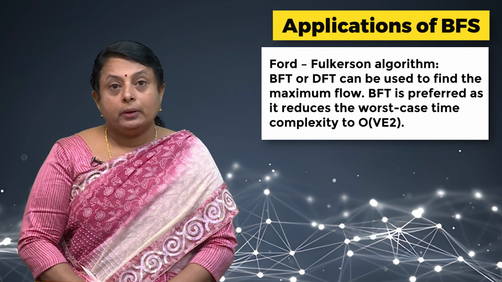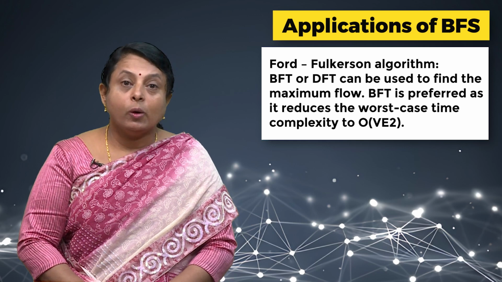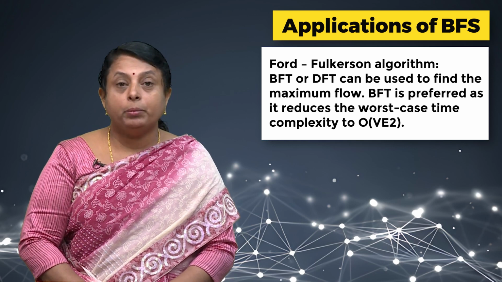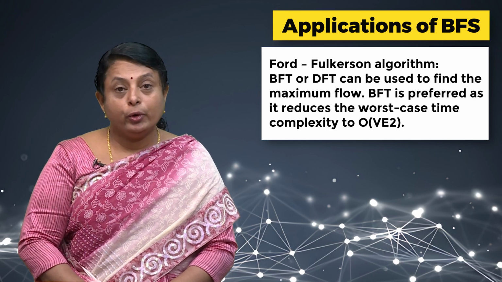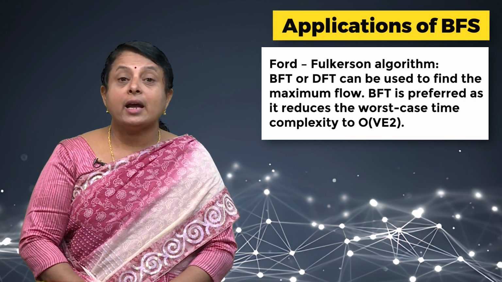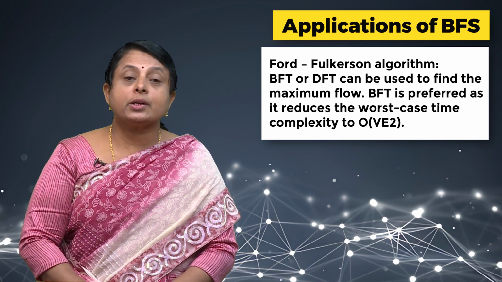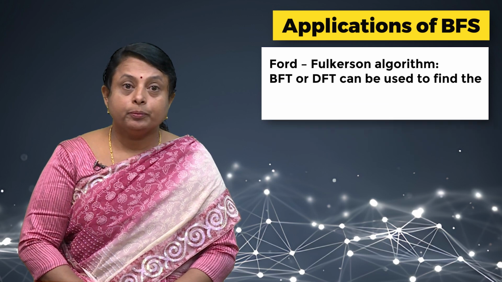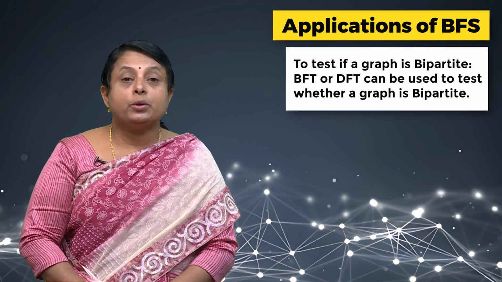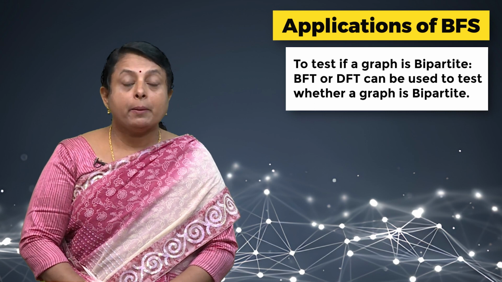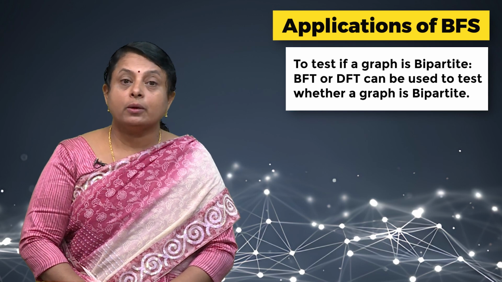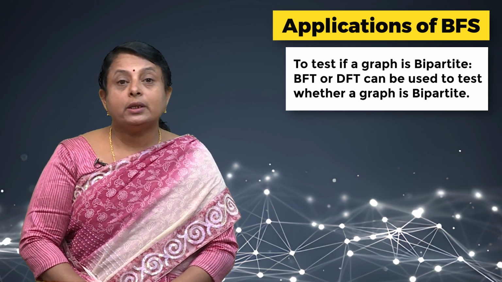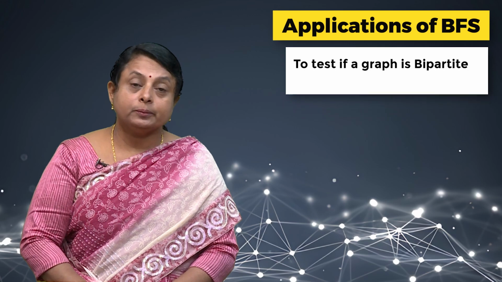Ford-Fulkerson algorithm. In Ford-Fulkerson algorithm also, we can either use BFT or DFT to find the maximum flow. BFT is preferred as it reduces the worst case time complexity to O(VE^2). BFS can be used to test if a graph is bipartite. We can either use BFS or DFS algorithm to check whether the graph is bipartite or not.